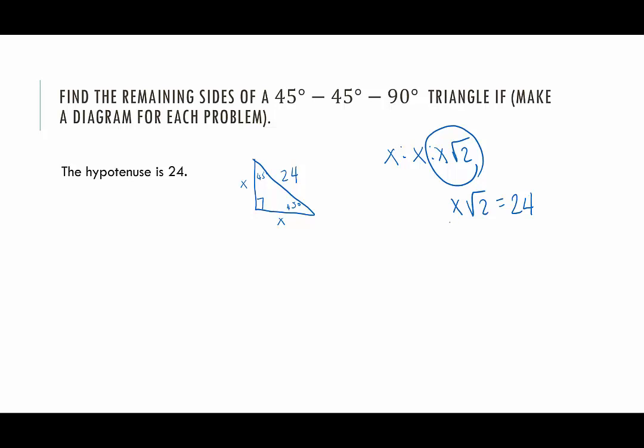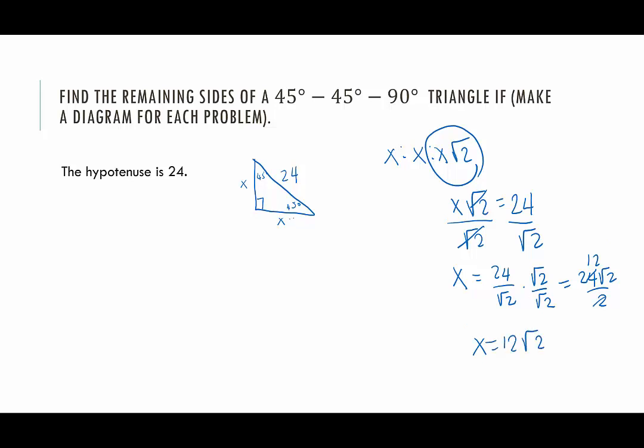Okay, so let's get x by itself. We're going to divide both sides by the square root of 2. That's going to cancel over here. That will not cancel over here. We want to rationalize the denominator, so I will multiply both the numerator and denominator by the square root of 2. This gives me 24 root 2 over 2, and that can be simplified. Aha! We figured out that x is equal to 12 radical 2, so I know this leg is 12 radical 2, and I know this leg is 12 radical 2. So I can say the length of each leg is 12 radical 2. Voila.